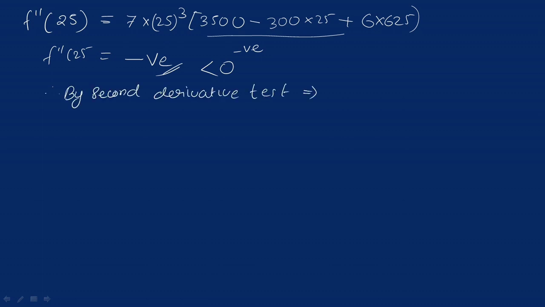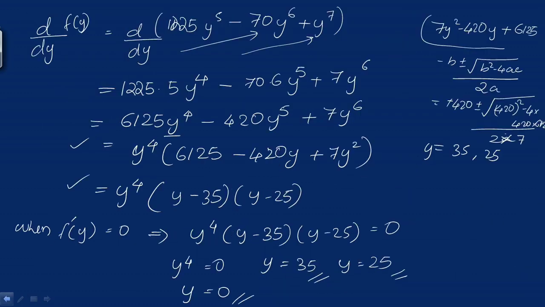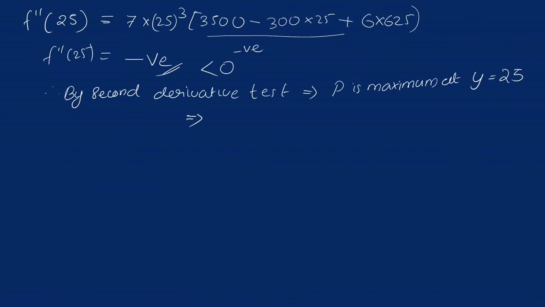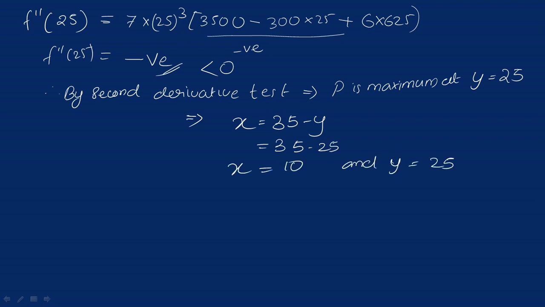So we have the maximum for f of y at y is equal to 25. Now we go back to our first equation, x plus y is equal to 35. From this, x is equal to 35 minus y, and instead of y we apply 25. So 35 minus 25, we have x is equal to 10 and y is equal to 25, and they are the two positive numbers.